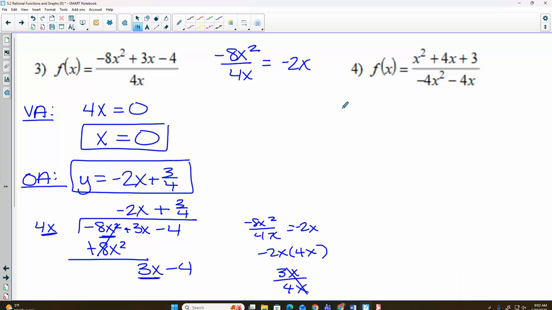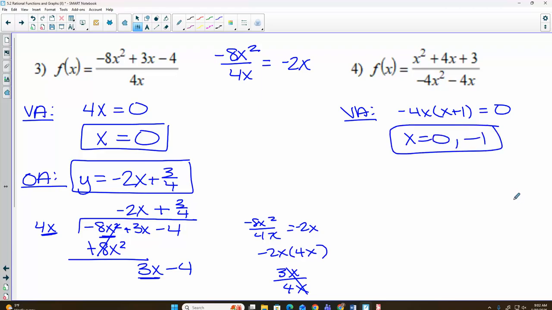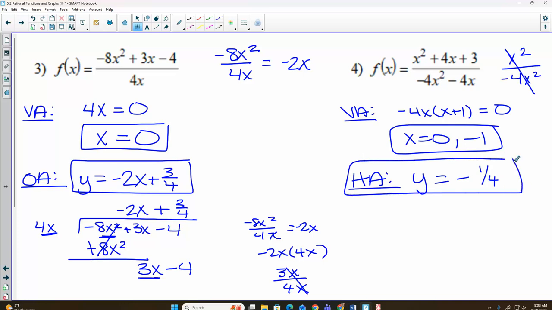So, vertical asymptote. You can take out a negative 4x. So we choose x plus 1. So you should get x equals 0 and negative 1. Horizontal or oblique, if we divide our highest powers, x squared over negative 4x squared. What's that give us? So that is horizontal. Y equals negative 1/4. Those okay? Last two.